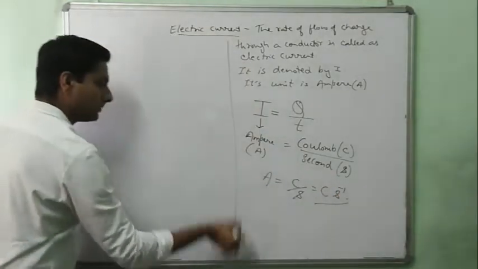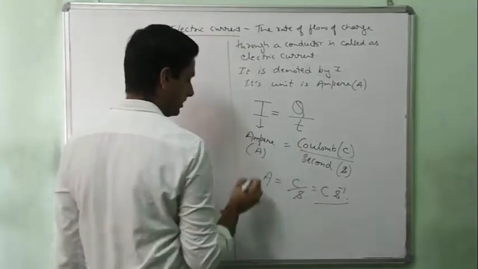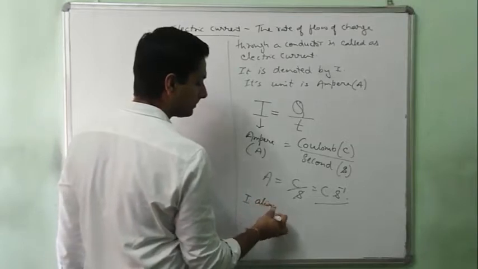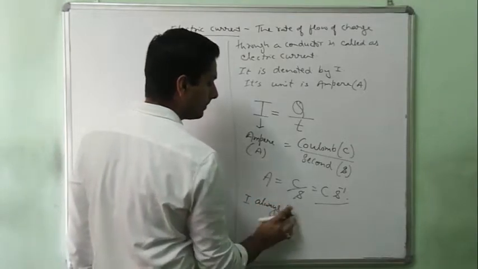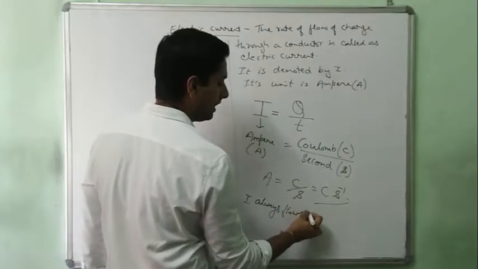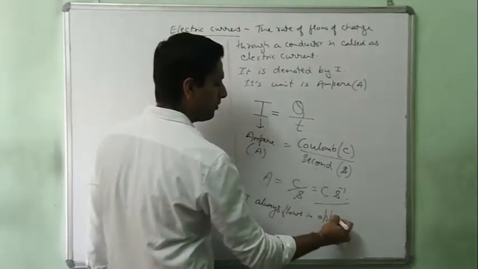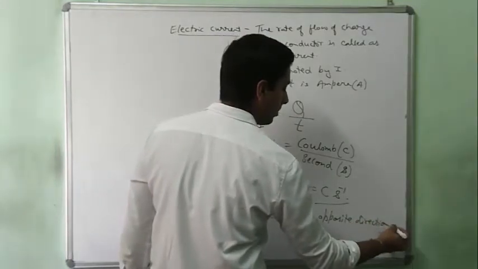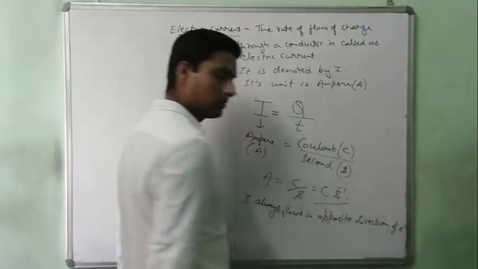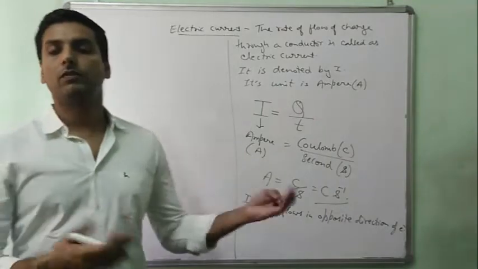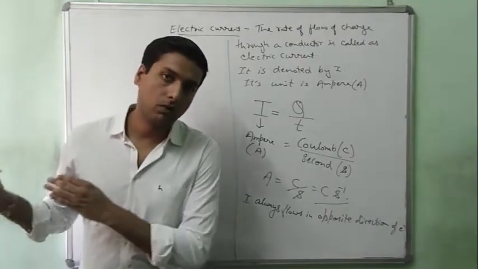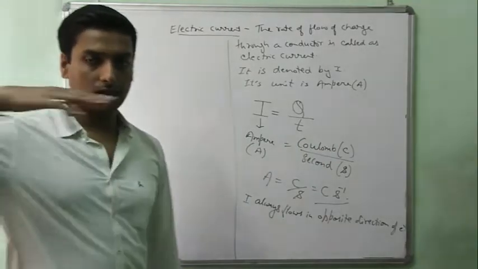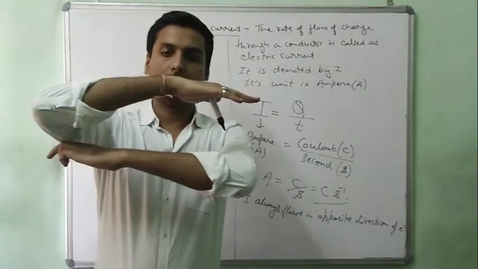Now, what is the direction of electric current? Electric current I always flows in the opposite direction of electrons. If electrons are moving from left to right, the electric current will move from right to left. Okay? If electrons are moving in this direction, the current will move in this direction. Is it okay?